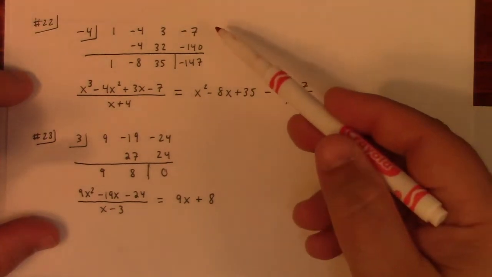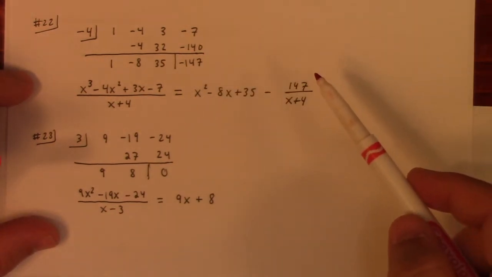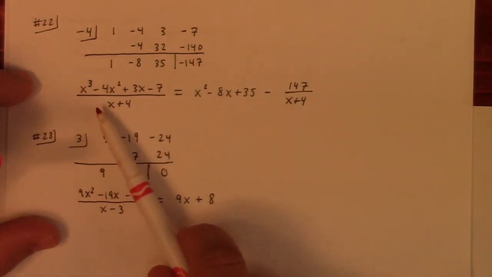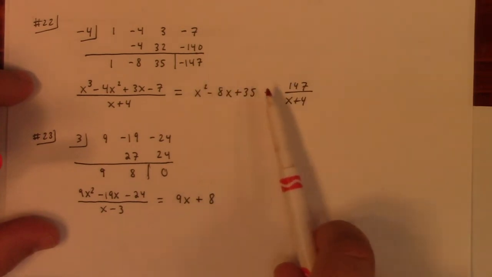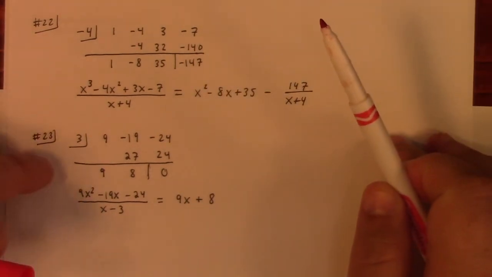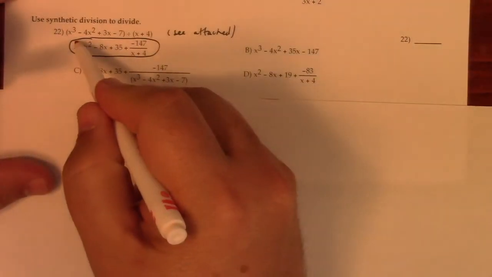Here's my synthetic division for number 22. That revealed that this divided by that is equal to this polynomial minus 147 over x plus 4, which then made me pick A as my answer.